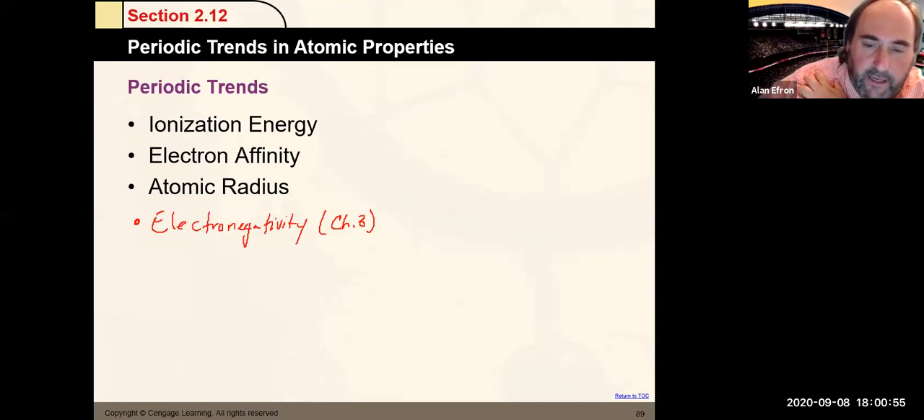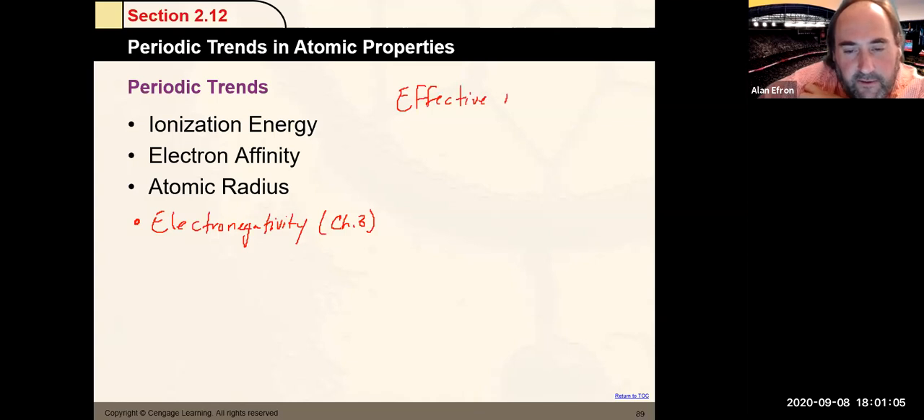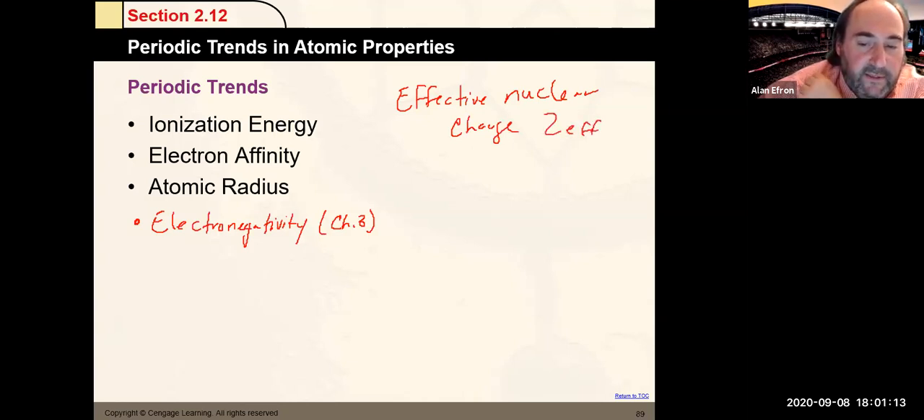So let's talk about a couple of things. Let's first talk about one type of property of atoms, which is sometimes referred to as effective nuclear charge. Effective nuclear charge, sometimes referred to as Z effective, is the positive charge that, for example, electrons feel as a result of something referred to as shielding.